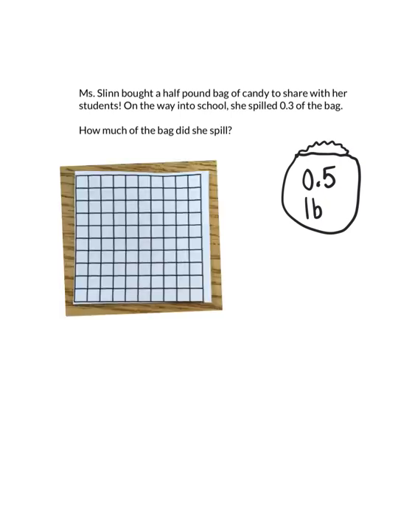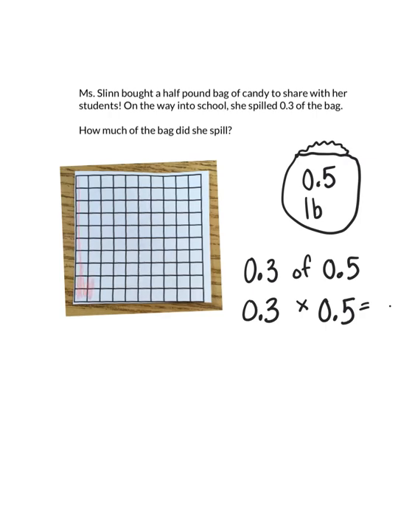Okay, so here's my decimal grid, and I need to show 3/10 of a half-pound bag of candy. So that's going to be 3/10 times a half-pound bag of candy. I'm going to shade 3/10 first. 1, 2, 3/10. And then I'm going to shade 5/10 going the other way.